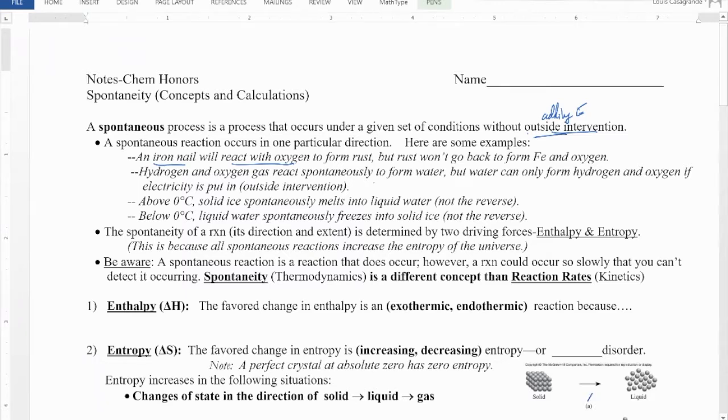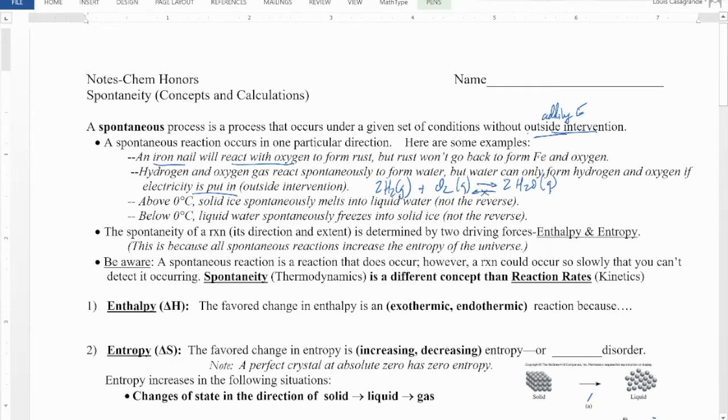Hydrogen and oxygen gas. So we have our reaction of hydrogen gas and oxygen gas will go forward, and should have a gas in there, sorry, to make two water, and can be gas or liquid. We'll say gas at this point. But water can only form from hydrogen and oxygen if you put electricity in. So that's the energy you have to put in. That's the outside intervention. So we'll draw a backwards arrow with an X through it, meaning it doesn't go in the reverse direction.